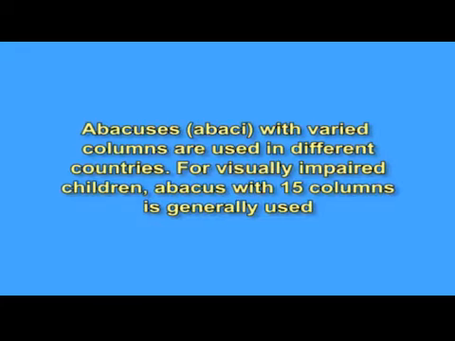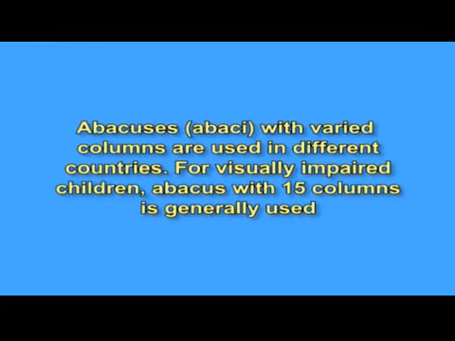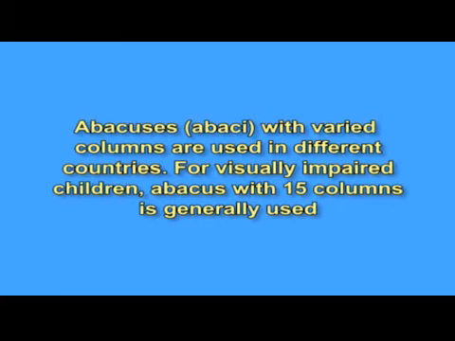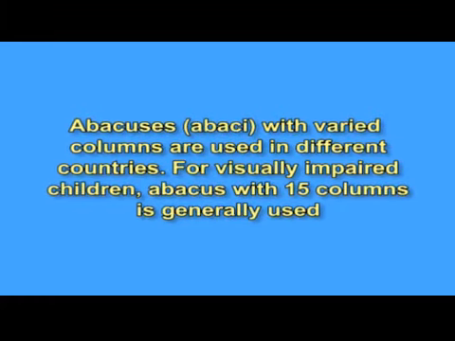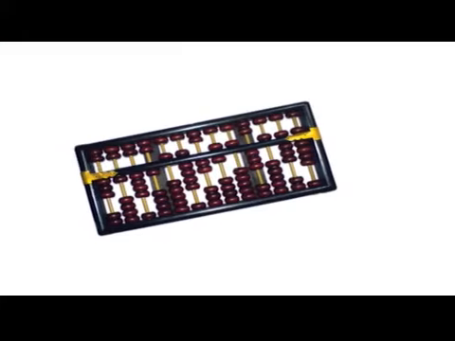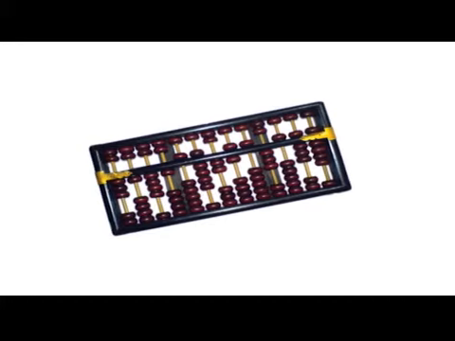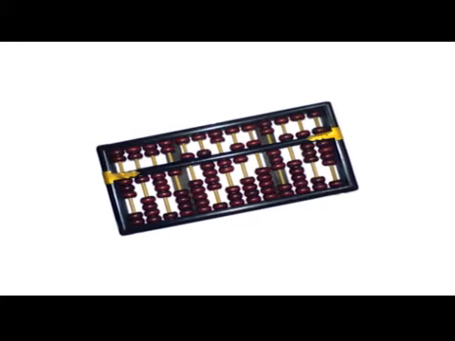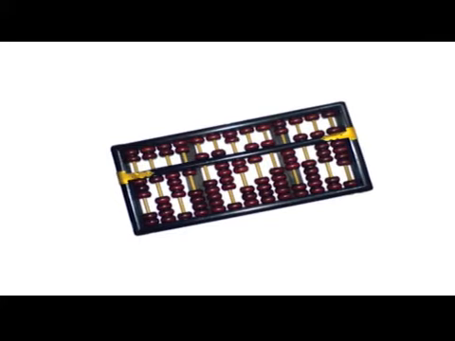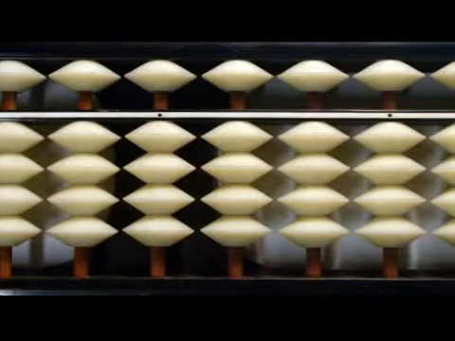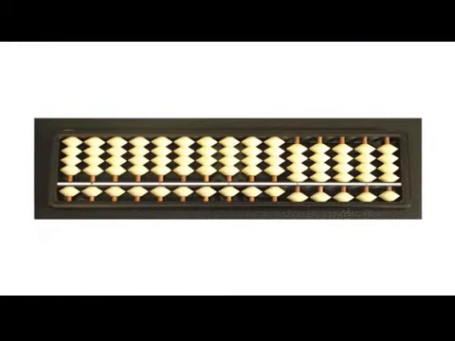Abacuses or abaci, that is the plural form of the term, with varied columns are used in different countries. For visually impaired children, an abacus with 15 columns is generally used. A bar separates the abacus horizontally, cutting across all the 15 columns, leaving 2/3 of the area below and 1/3 of the area above it. The lower portion is known as the lower abacus and the upper portion is known as the upper abacus.